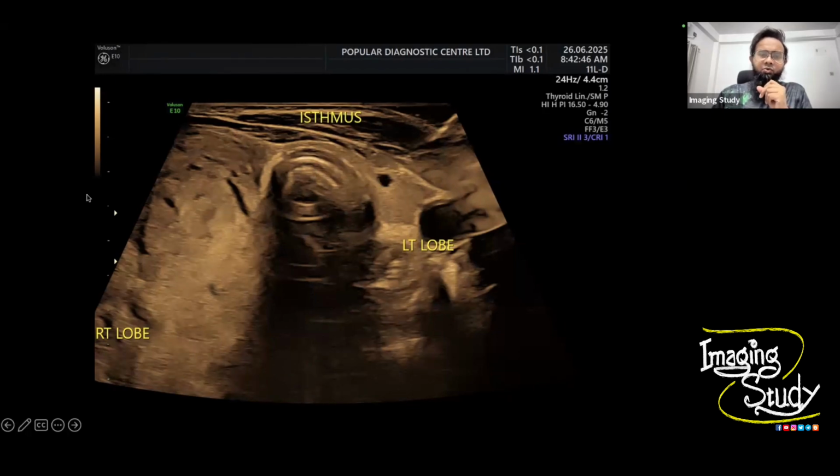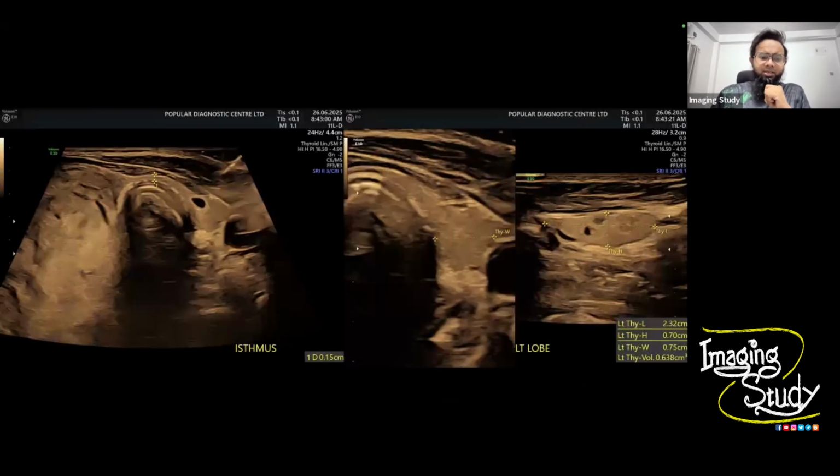And this one is the right lobe, which is hugely enlarged because of this big nodule, which I want to describe right now. You can see this is the common carotid artery over here on the left side. You can't see the right one because it has already got some pressure over that. Okay, so here's the measurement. You can see the isthmus is quite normal. The left thyroid lobe is also normal. You can even say that this one is quite smaller.